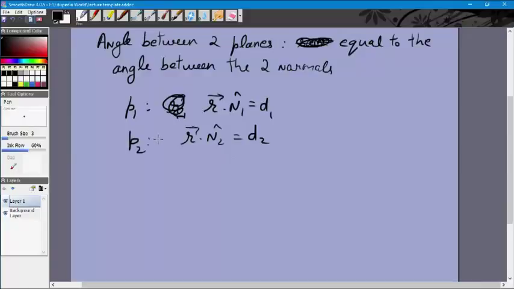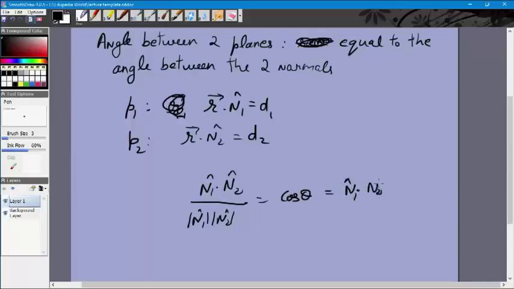Then the angle between these two planes will simply be the same as the angle between n1 cap and n2 cap. And what is the angle between n1 cap and n2 cap? Well, (n1 cap dot n2 cap) divided by (mod n1 cap mod n2 cap) is equal to cos theta. Since n1 and n2 are unit vectors, this is simply n1 cap dot n2 cap.